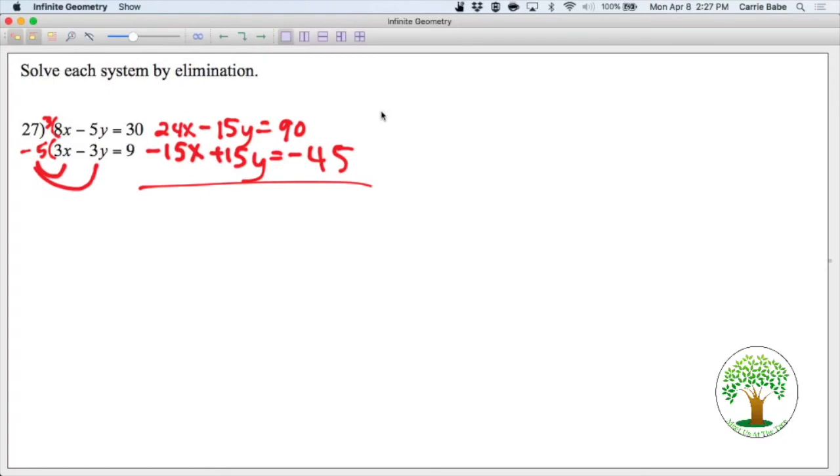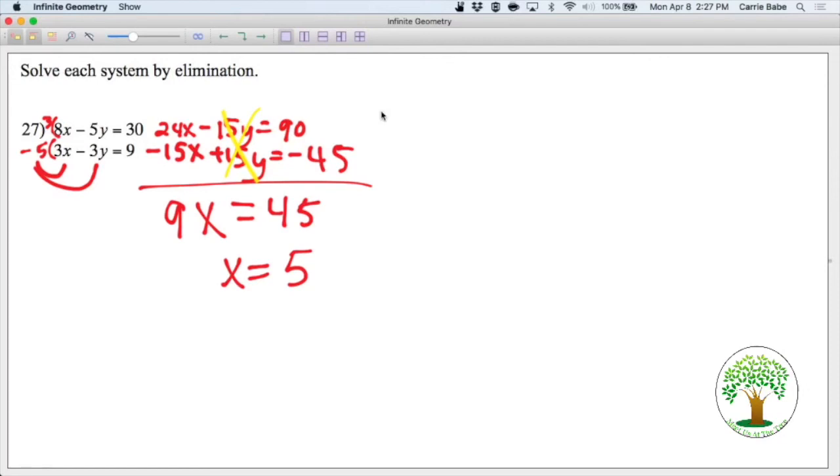I'm going to cancel out those 15s, or subtract out, however you want to call it. 24 minus 15 is 9x, equals 90 minus 45, which is 45. And that makes x equal to 5. All right, are we finished?